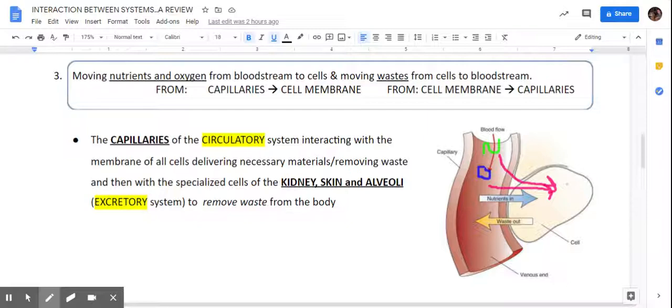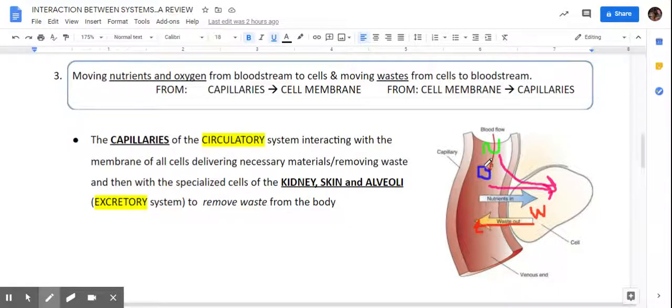But as the cell uses that nutrients and oxygen, just like we mentioned before, it's going to create some waste. And when the cell creates waste, if it lets the waste build up in itself, I'm putting a W here for waste, the waste will then build up and can poison and kill the cell. So as important as it is for the cells to get their nutrients and oxygen, it's similarly important for them to get the waste out.